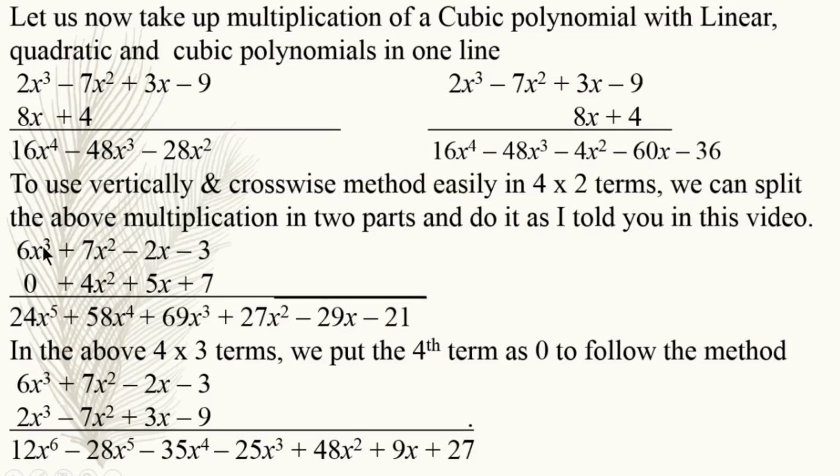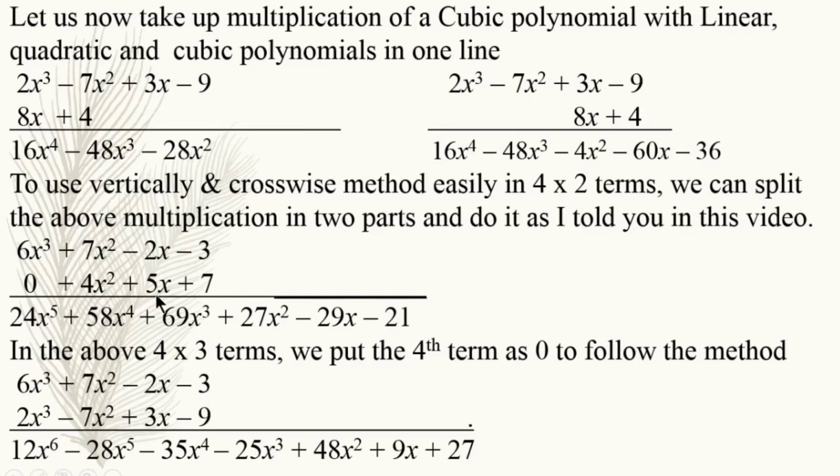Now we have 6x cubed plus 7x squared minus 2x minus 3 multiplied by a quadratic polynomial 4x squared plus 5x plus 7. So there are 4 terms and 3 terms here, so put a 0 here and then have the usual cross multiplication and vertical multiplication. So for vertical multiplication you get 6 into 0 is 0. So we cross multiply these two values. So we get 24x raised to the power 5, and here no value coming. So 24x raised to the power 5.